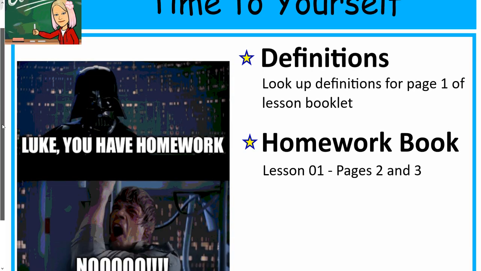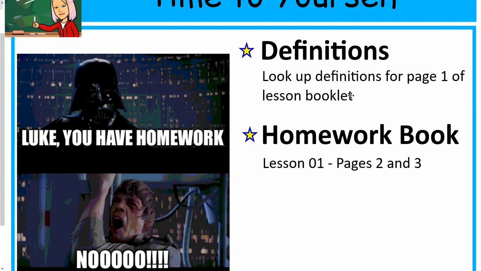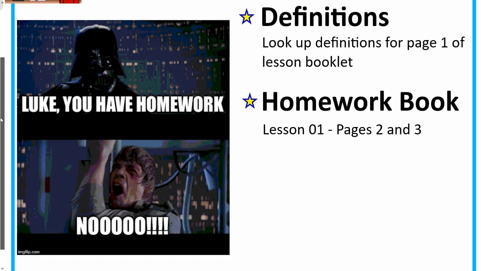For homework, I'd like you to do the definitions, which are on page 1 of the lesson booklet. So make sure that you're familiar with that terminology. And then you're looking at the homework book, lesson 1, pages 2 and 3.